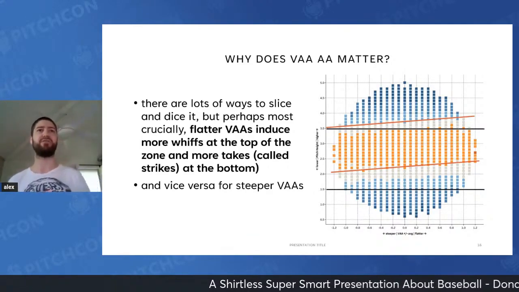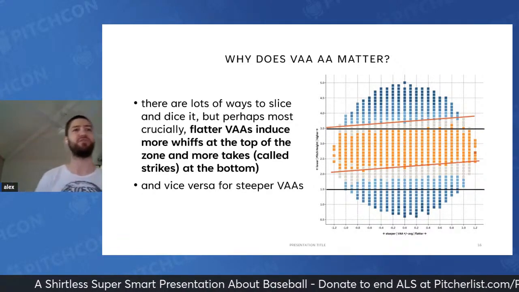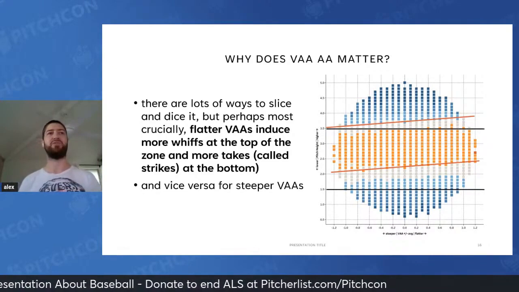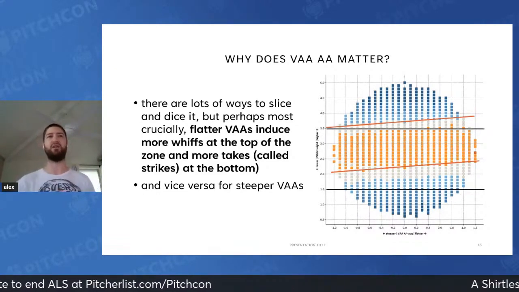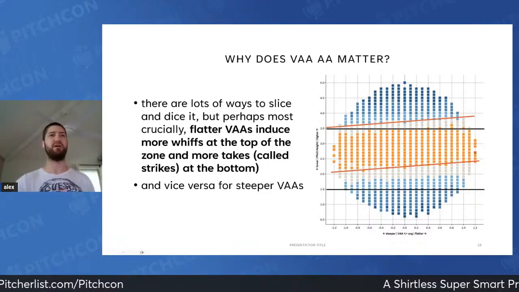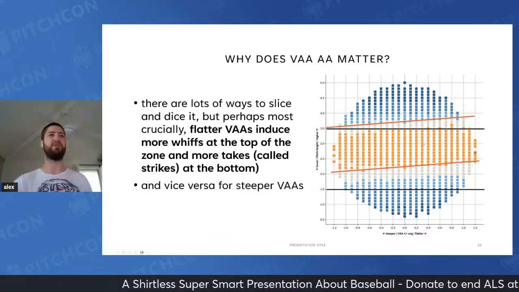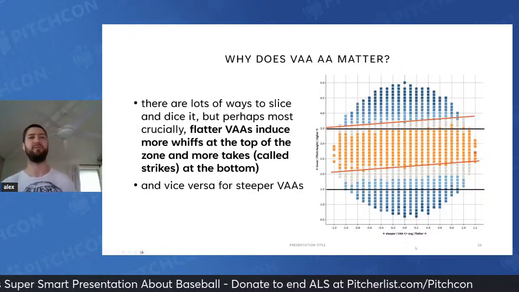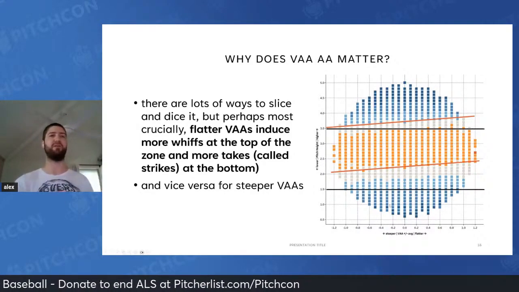So that's why steeper angles are more important. I don't know if you can see in the graphic, but what this graphic is trying to show is that the flatter a pitch is, the more whiffs you get. And the dark black line here, I don't know if you can see my mouse when I do this, is the top of the zone. And you can see that there are more whiffs to be found at the top of the zone for a flatter fastball than for a steeper fastball. But again, those trends kind of trend downward too to the bottom of the zone.